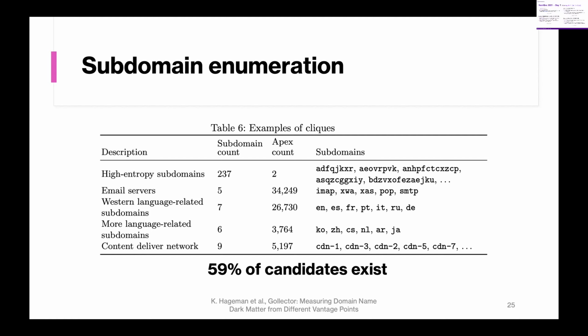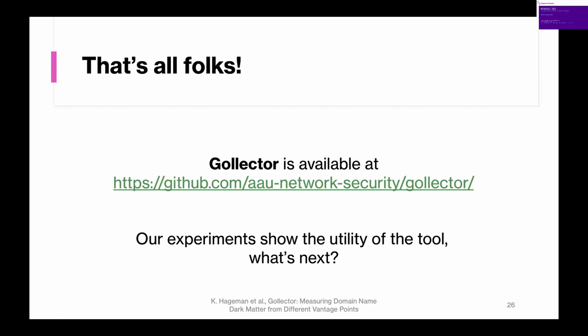We found that out of all the candidate FQDNs that we generate, 59% of them actually exist, which is way higher than we expected. We expected something in the range between 5 and 10%. This means that as a penetration tester, this can be quite relevant: instead of brute forcing the generation of subdomains, you can use a method like this to find candidate FQDNs.